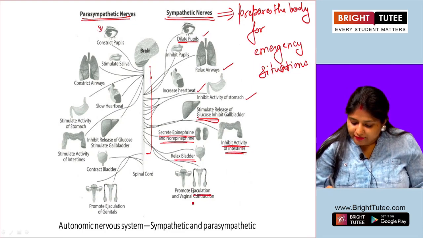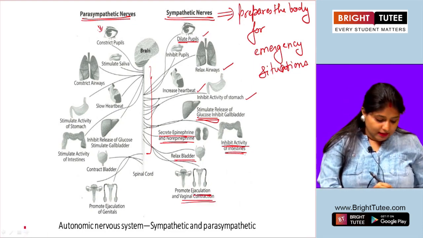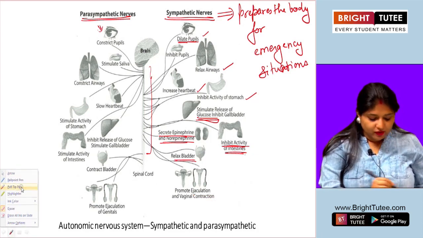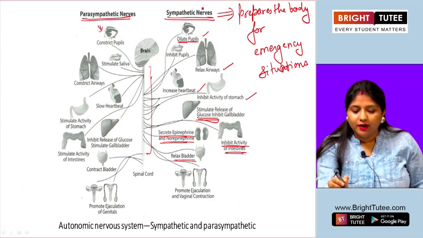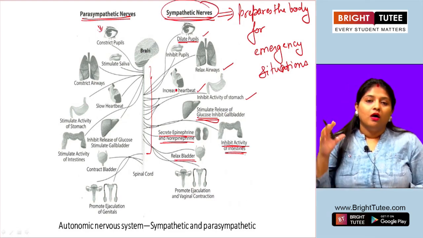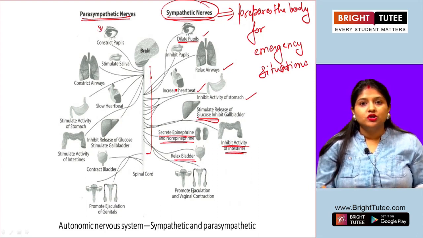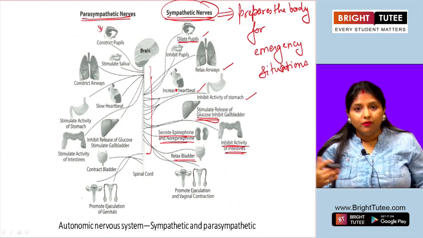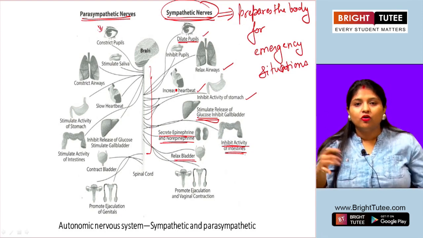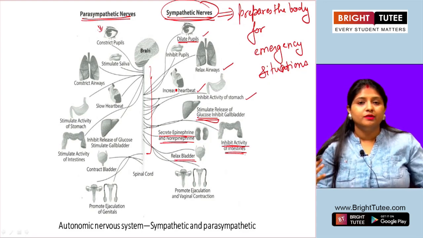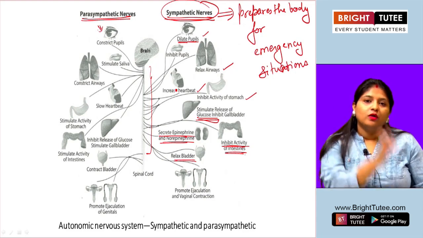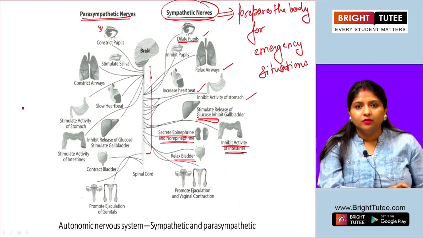Promote ejaculation and vaginal contraction. So you can see that these are certain special situations for which the body is preparing us with the help of the sympathetic nerves. Now the situation will not remain all the time, it will wave off. Suppose the emergency situation is that you see a dog, but the dog will eventually go off, the emergency situation will be gone after some time. So the body needs to come back to its original state.